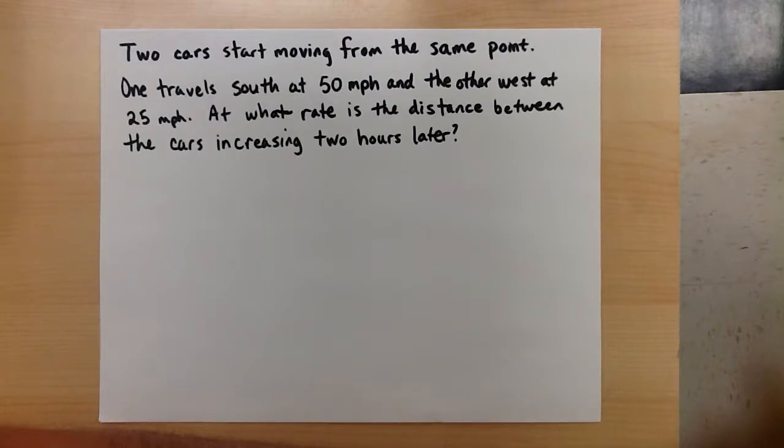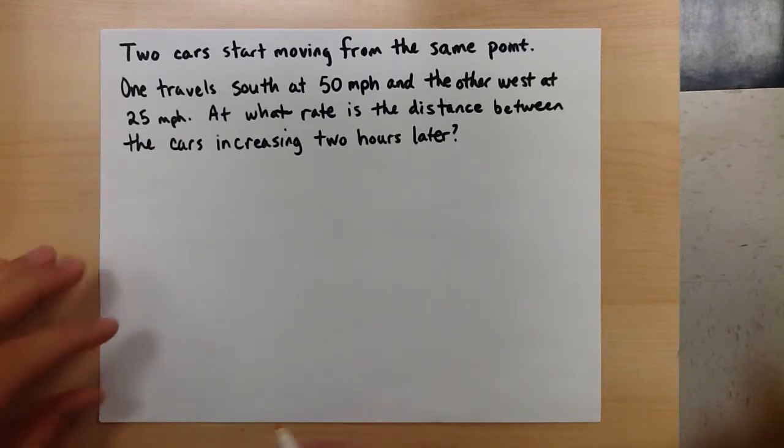Two cars start moving from the same point. One's traveling south at 50 miles per hour and the other west at 25 miles per hour. At what rate is the distance between the cars increasing 2 hours later? So what we need to do, I highly recommend drawing a picture, okay?